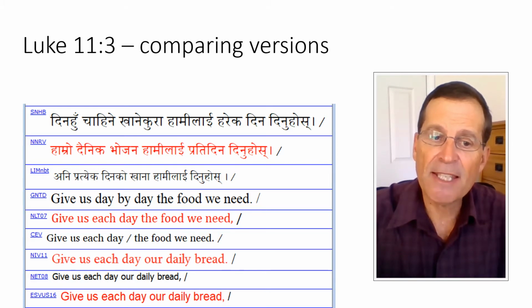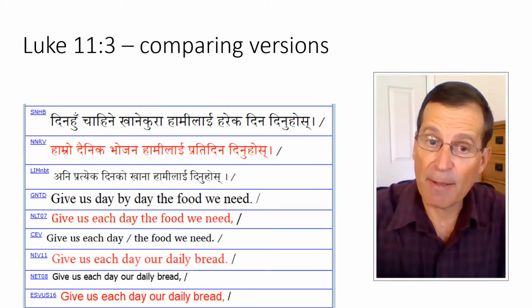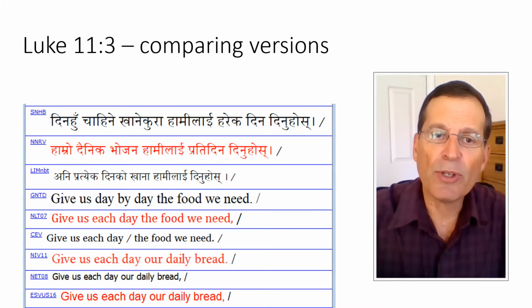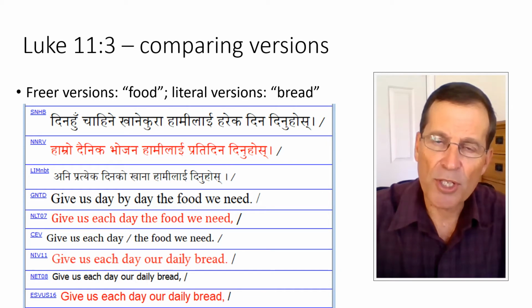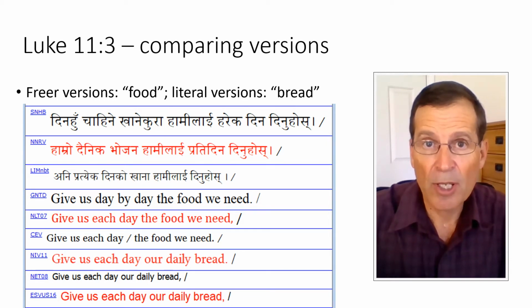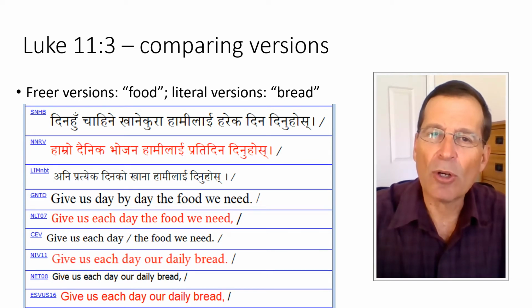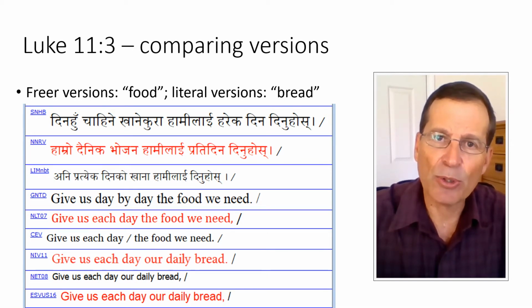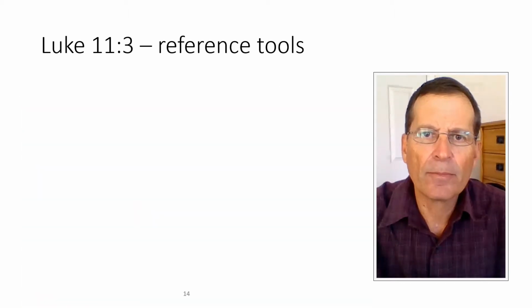NIV says, "Give us each day our daily bread." NET says the same thing with bread. And also ESV, the same with bread. So those three versions are more literal versions, and they all use bread. Now this can give us a clue, because meaning-based versions are trying to make clear and natural a text for our target audience. Let's go on and look at some other translation reference tools.